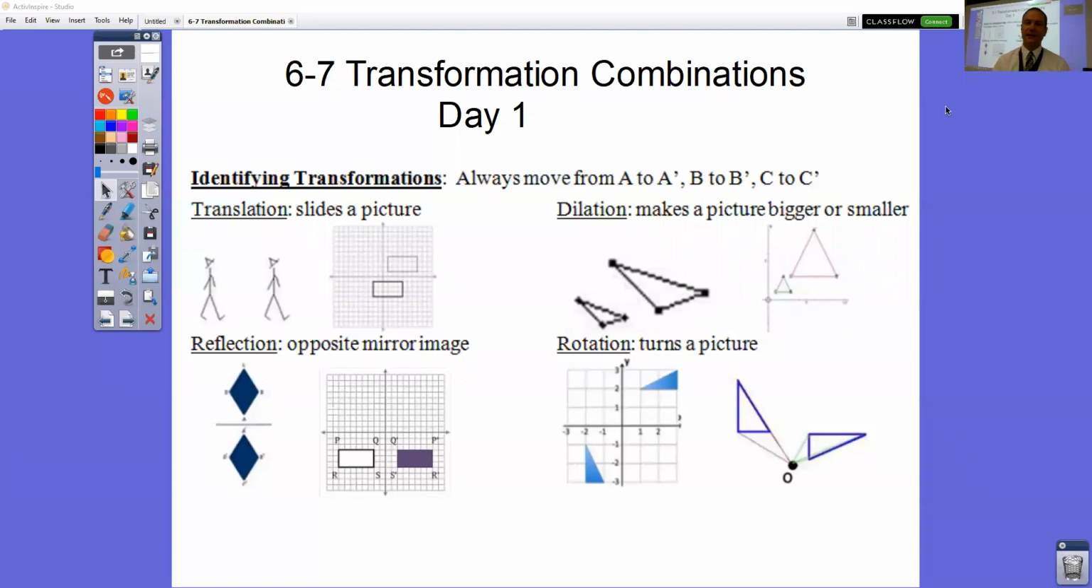This is the lesson for 6-7, day 1 of transformation combinations.